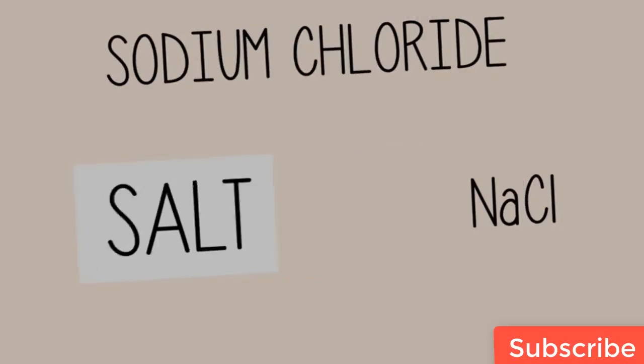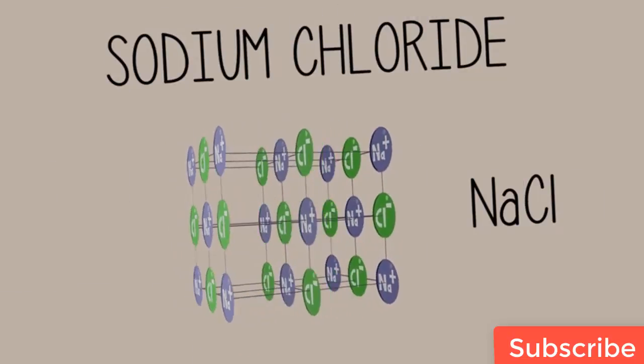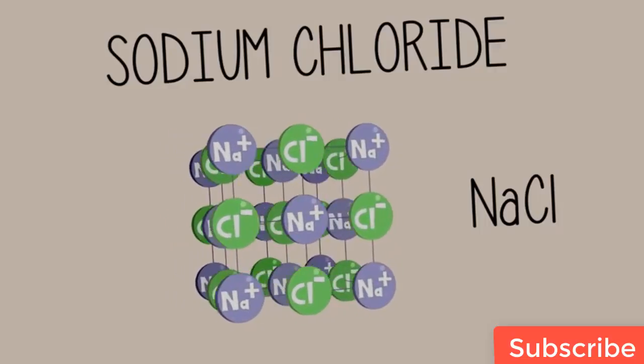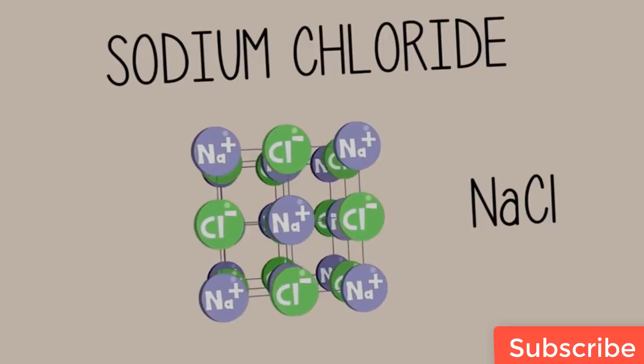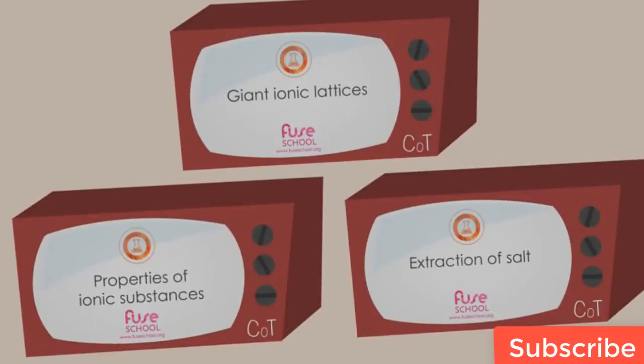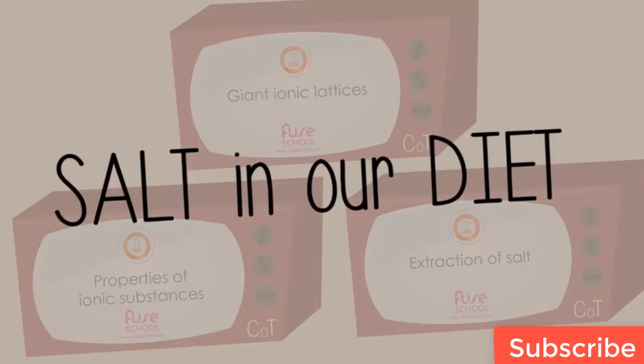Salt is the common term for sodium chloride, which is an ionic compound consisting of sodium ions and chloride ions, arranged in a 3D lattice structure. You can learn more about the properties and the extraction of salt in other videos on this channel. In this particular lesson, we will concentrate on the importance of salt in our diets.